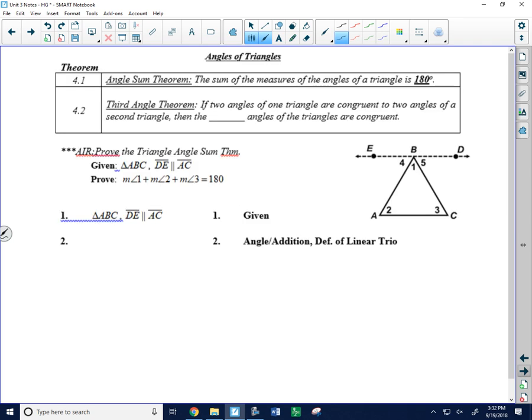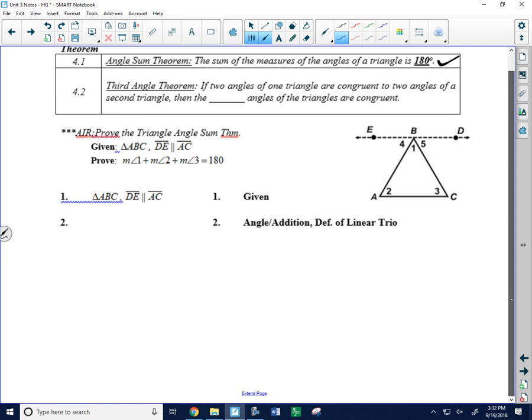I want to do 2 main theorems. The angle sum theorem is the name of the theorem that the sum of the angles in a triangle is 180. A fact you probably know. So the first thing we're going to do is look at the diagram here. We have a triangle ABC. We have 2 lines that are parallel.